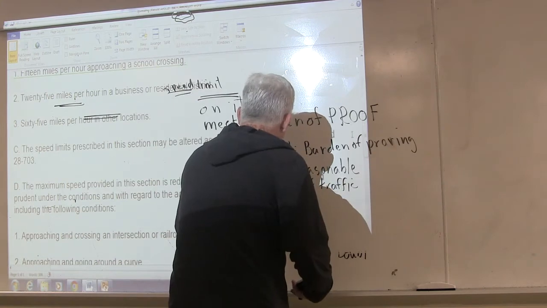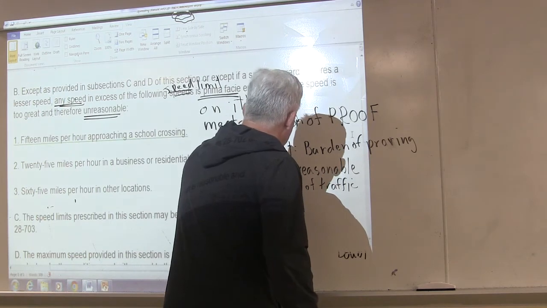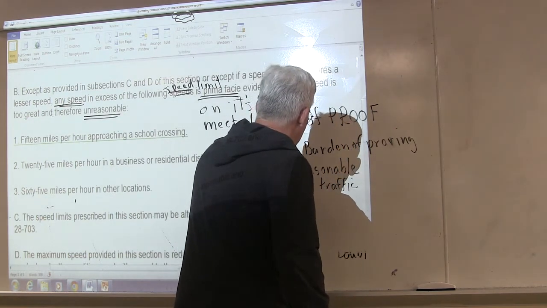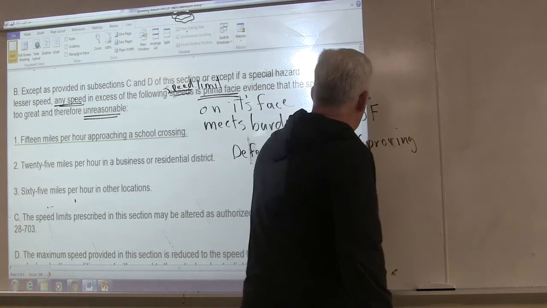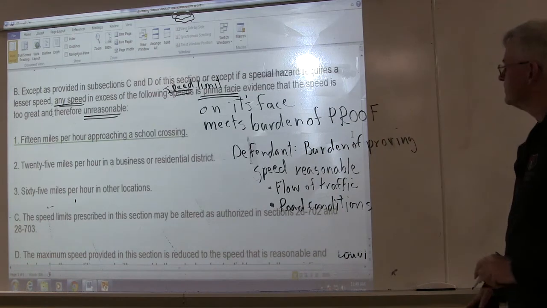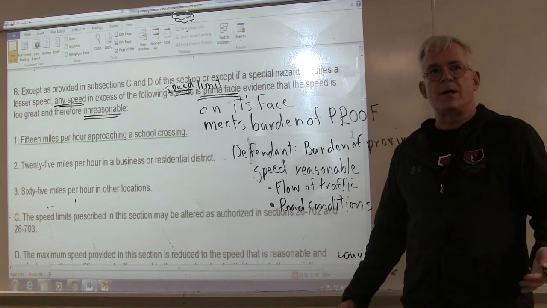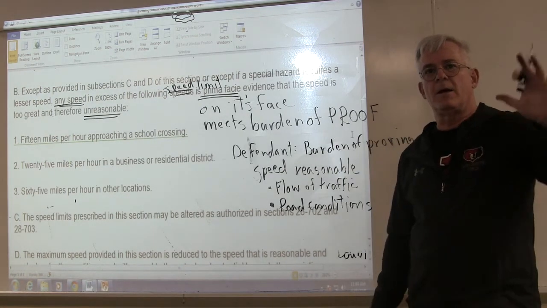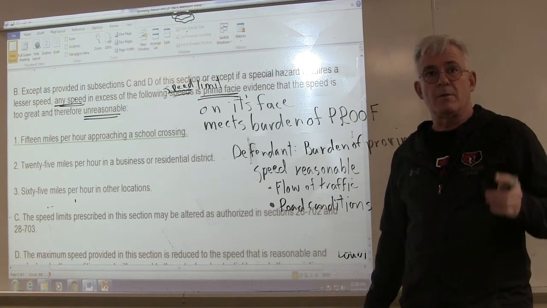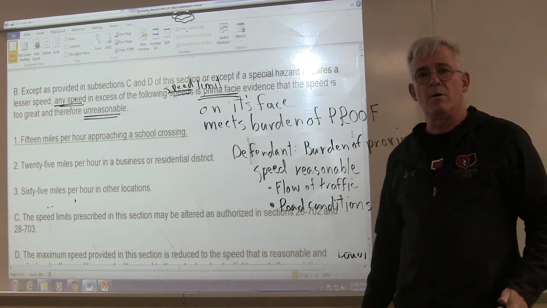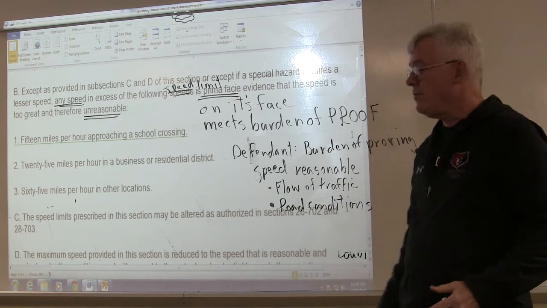Okay, so flow of traffic is 1, and road conditions. Can you put on evidence of the road conditions? Can you go out and take a picture of the area and show that it was a nice straight place, and come in, testify with it, look, there was nobody on the road, it was safe to be driving that fast? The answer is yes, you can do that.